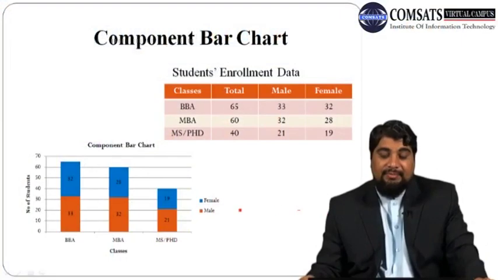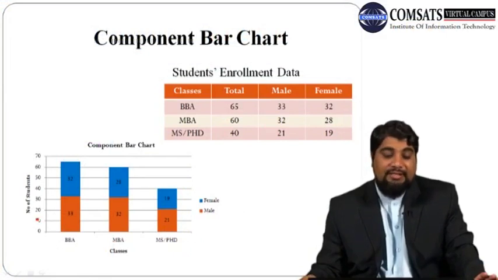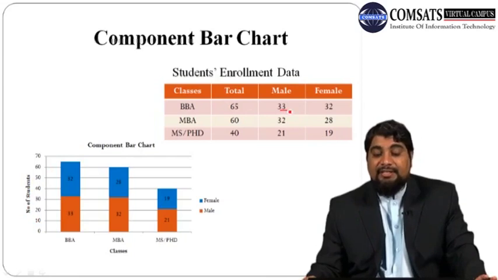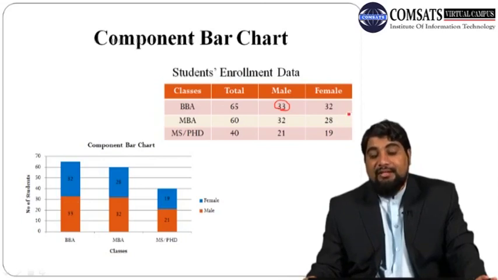Here is the graph. A component bar chart has been shown here. Along the x-axis we have classes BBA, MBA, MS, PhD, and along the y-axis we have the number of students. Look at the first category. There are 33 male students in BBA. So just construct a bar with height equal to 33. This represents the male students. And then there are 32 female students.